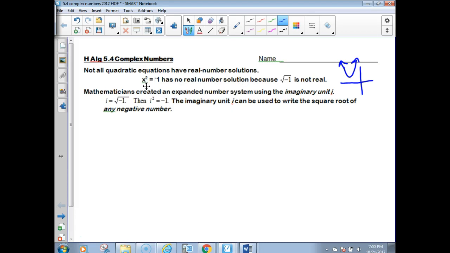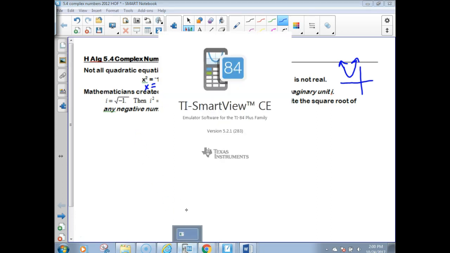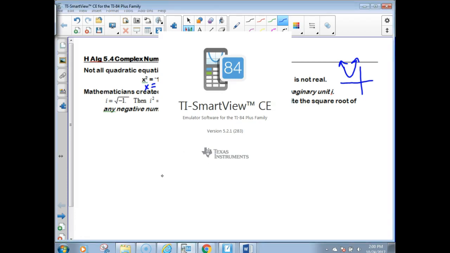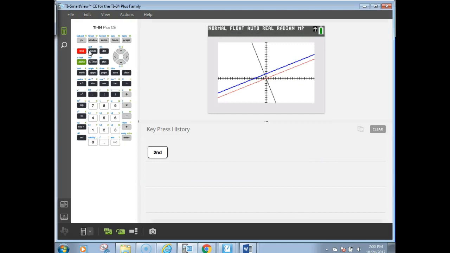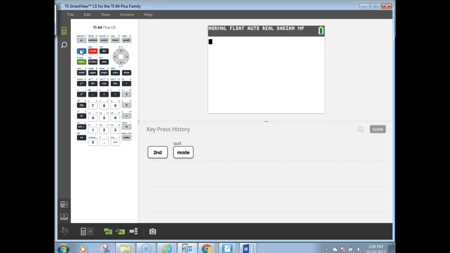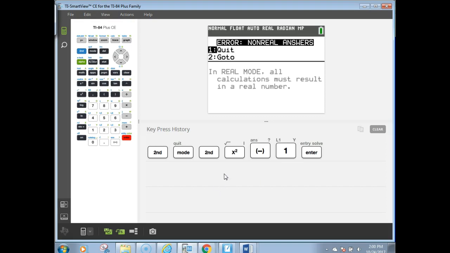The reason being, if you looked at this parabola, x squared equals -1, and you were trying to solve that, you would say x equals plus or minus the square root of -1. And then if you push that on your calculator, we've tried this one other time when I mentioned that that was something we couldn't find the answer to. Well, if you go second x squared, the square root of -1, and we hit enter, we're going to get non-real answer. Okay, so now we're going to teach you how to find an answer.